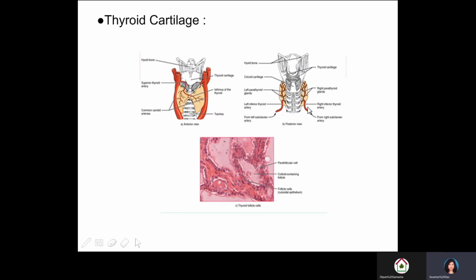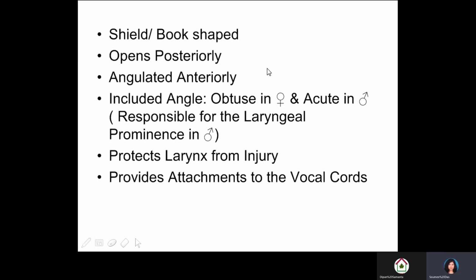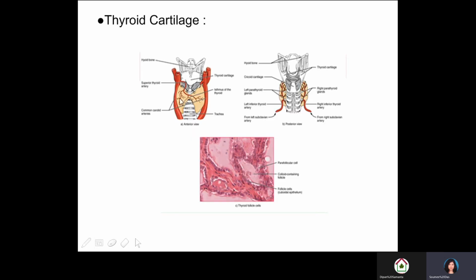Obviously, this one is the larynx, and over this, above and over this, there is the thyroid cartilage. So the thyroid cartilage guards the laryngeal structure. So this provides a mechanical protection to the larynx. Okay. Next is, it provides attachment to the vocal cords. Obviously, the thyroid cartilage provides attachment. It helps the vocal cord to attach with the larynx.